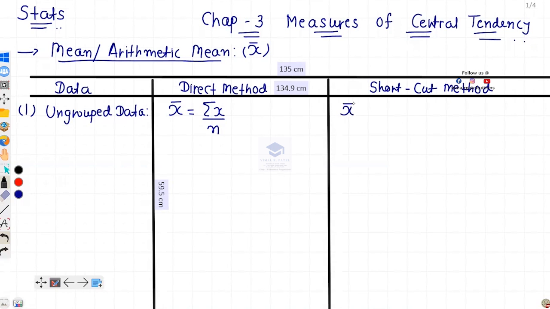Then in the indirect method, x bar is equal to a, that is an assumed value, plus sigma d upon n, where d means x minus a. So from each and every value of x, we will subtract a certain assumed value. That is called d or deviation. So x bar is equal to a plus sigma d upon n.